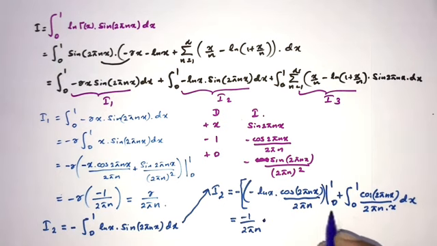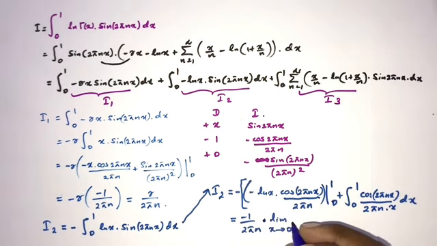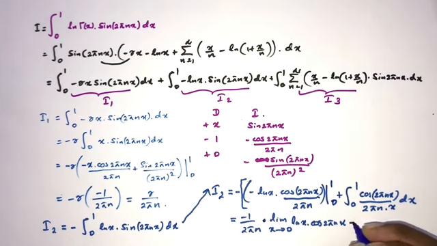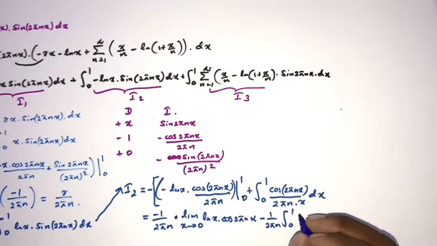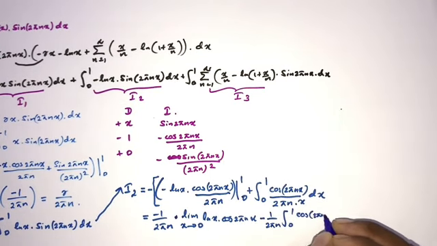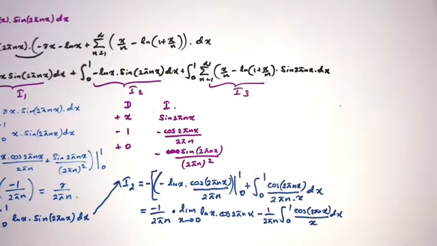If we apply 0, I am going to apply a limit. So the limit as x approaches 0 of natural log of x times cosine of 2 pi nx. Then minus, so minus 2 pi n constant, so 1 over 2 pi n times the integral from 0 to 1 of cosine of 2 pi nx over x dx. Now here we have another integral.